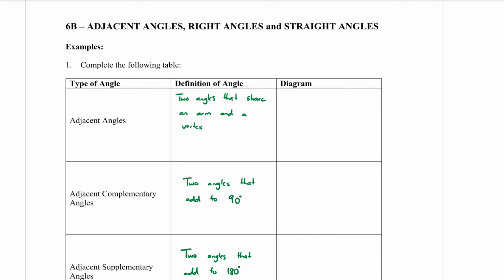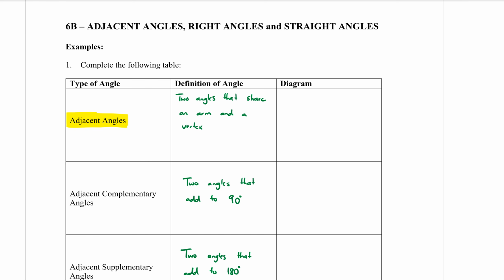Hello Year 8. Today we want to talk about adjacent angles, right angles and straight angles. The word adjacent angles means any two angles that share an arm and a vertex.